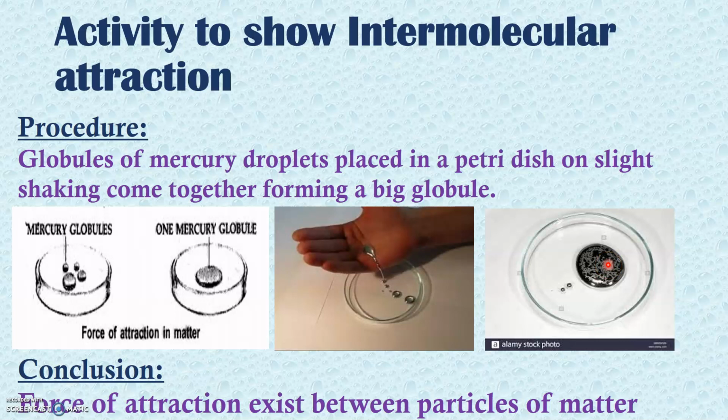If you take water instead of mercury here, then also you observe the same result, isn't it? Now, why do you think it has happened? It is because of intermolecular force of attraction. Intermolecular force of attraction is existing between the particles of matter. So with this experiment, we conclude that there is force of attraction that is existing between the particles of matter.